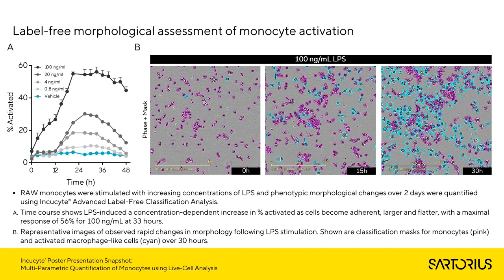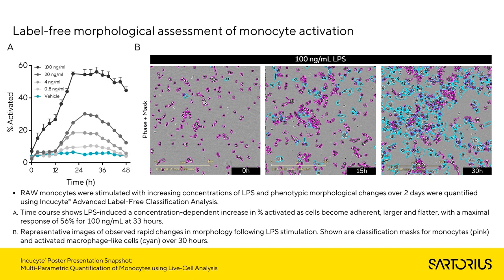Additionally, we performed a label-free morphological assessment of the effect of immune cell activation in response to LPS. Raw monocytes were stimulated with increasing concentrations of LPS, and the phenotypic morphological changes over 2 days were quantified using the Incucyte advanced label-free classification analysis. The time course shows LPS induced a concentration-dependent increase in the percentage of activated cells as cells become adherent, larger and flatter. We observed a maximal response of around 56% for the 100 nanogram per ml LPS at 33 hours.